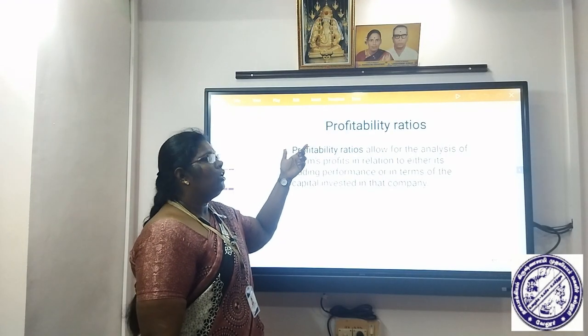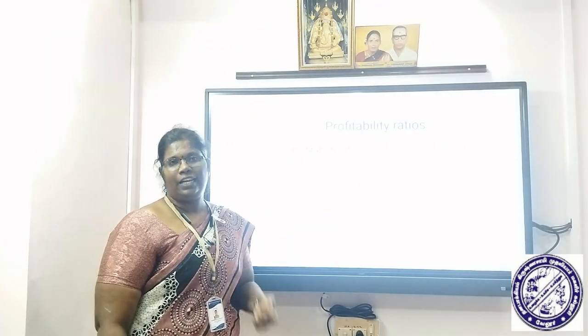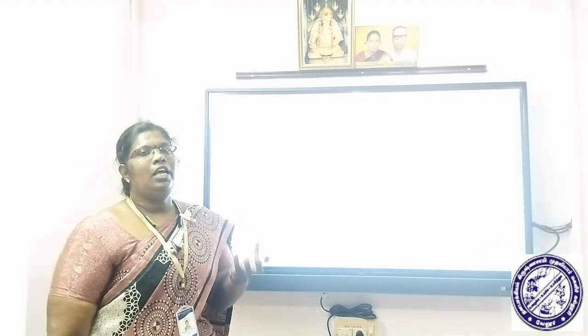In this profitability ratio, that allows for the analysis of a firm's profit as it relates to either its trading performance or the capital investment of your company. So first we have to see what profit is. In your business, you have to calculate the profit by using the trading account. That is the information related to ratios.